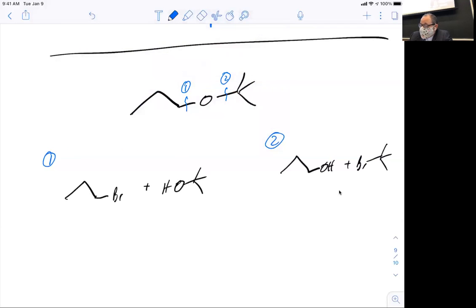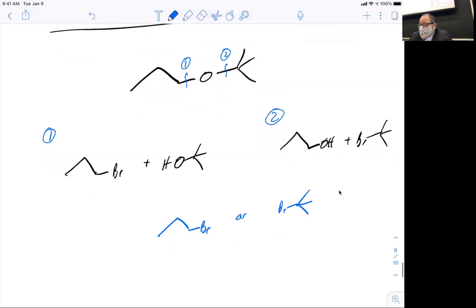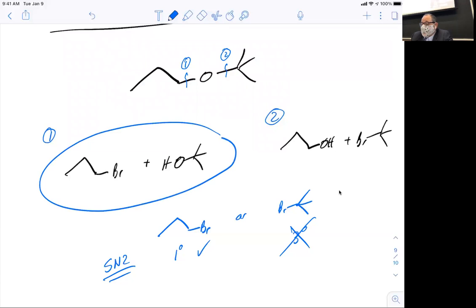So comparing these two, that means we're going to be comparing this bromide or this bromide. This is primary, this is tertiary. If we're thinking about SN2, is the primary good? Yeah, primary will work. How about the tertiary? No, right? So tertiary is not going to work. So in this process, there's an obvious one. The obvious is going to be this side.